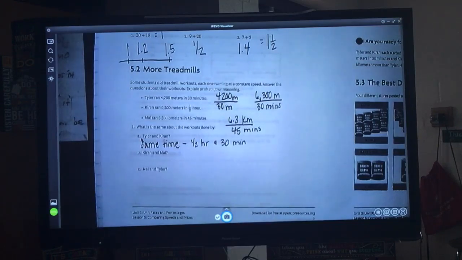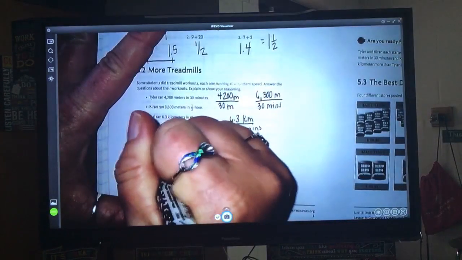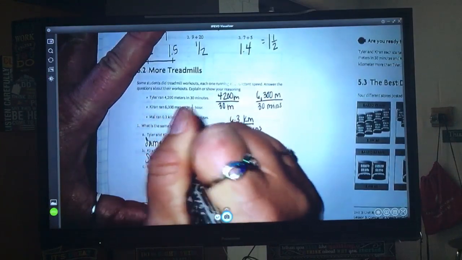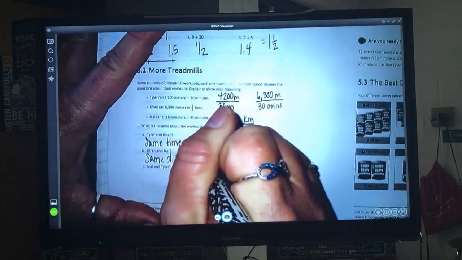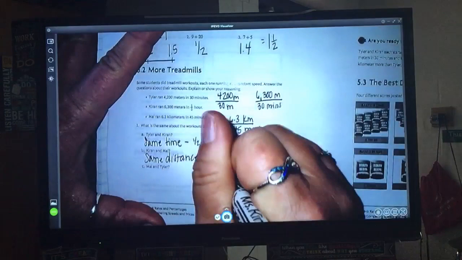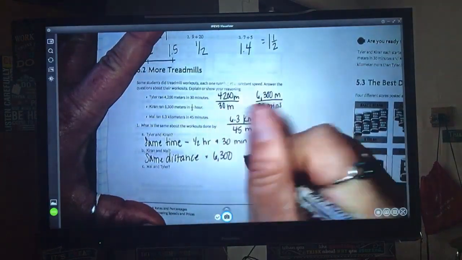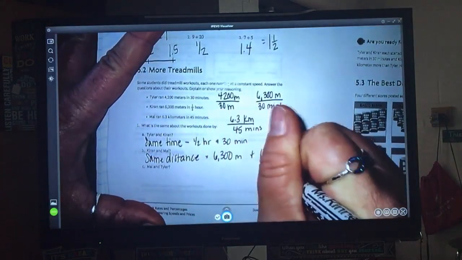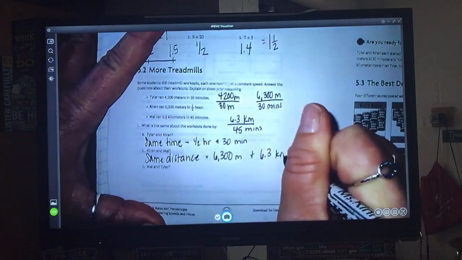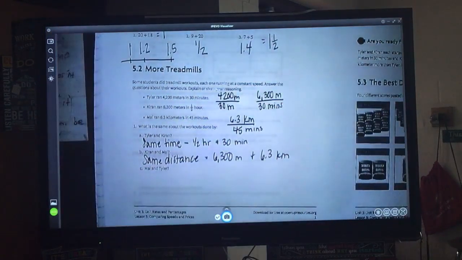All right, so how are Kyron and Mai the same? Michaela? It's the same distance. All right, and again, how is it the same distance if one is 6,300 meters and one is 6 and 3/10 kilometers? Because if you convert kilometers to meters, then you multiply it by 1,000, and doing that, it will give you 6,300 meters. Perfect.